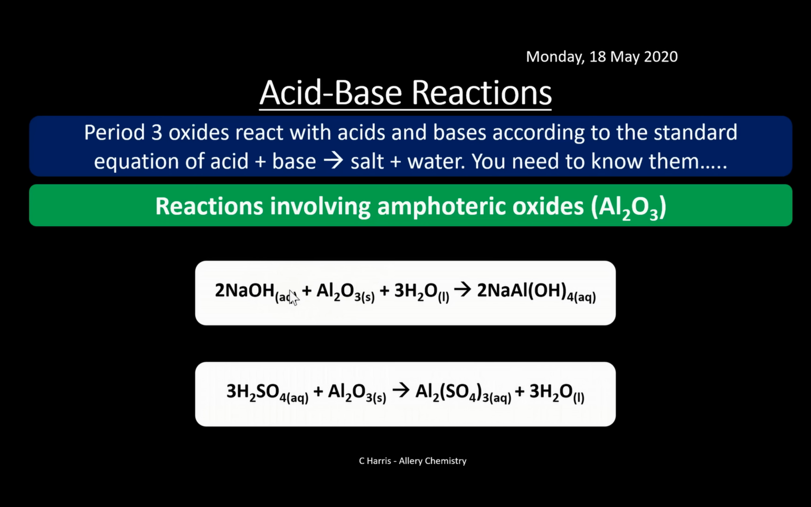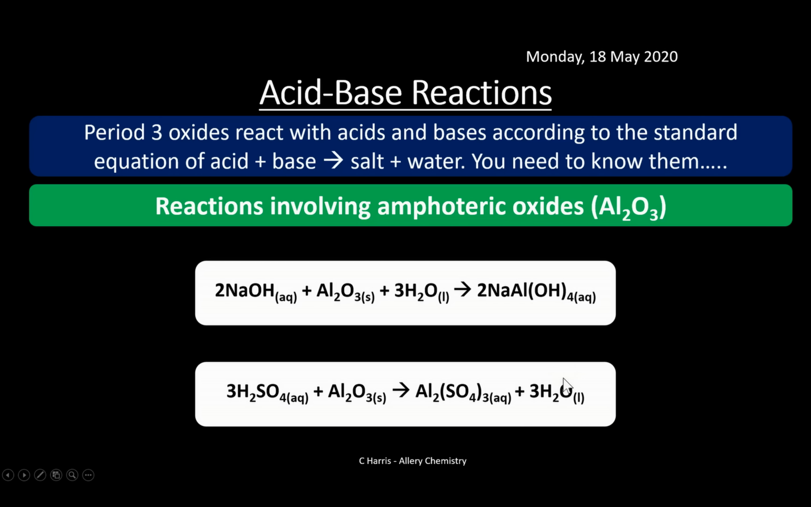Okay, so let's have a look at the aluminium oxide. This time it's reacting with an acid. So you can see here, aluminium oxide's acting as a base. This is the acid here. This is going to form a salt and water. This one does form salt and water. So you form an aluminium sulfate, which is here, and obviously 3 molecules of water as well.